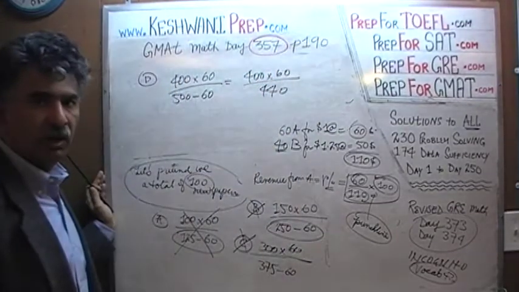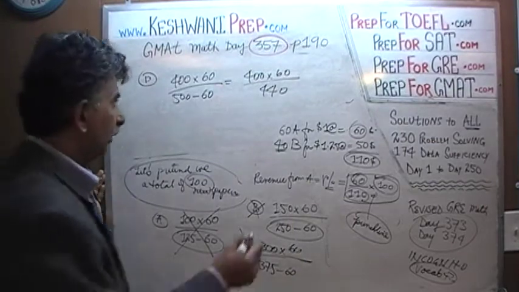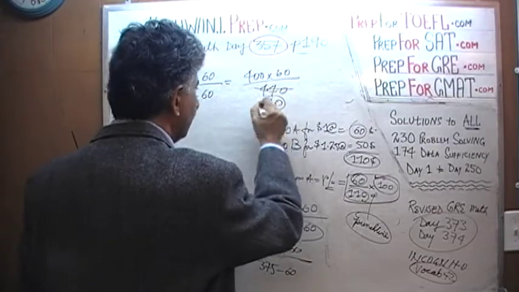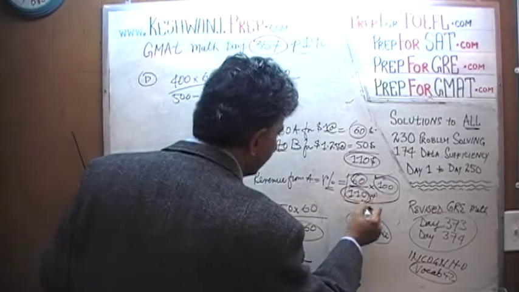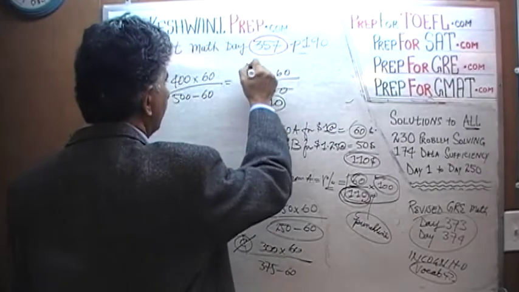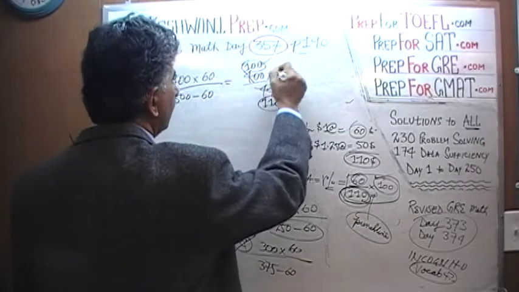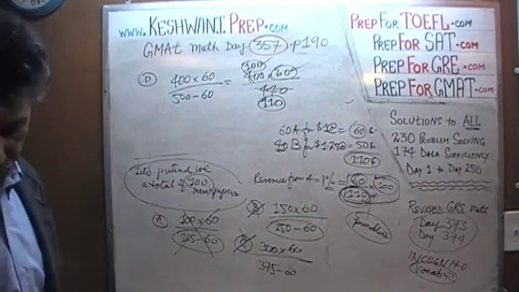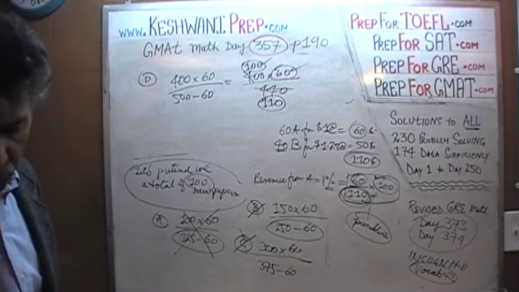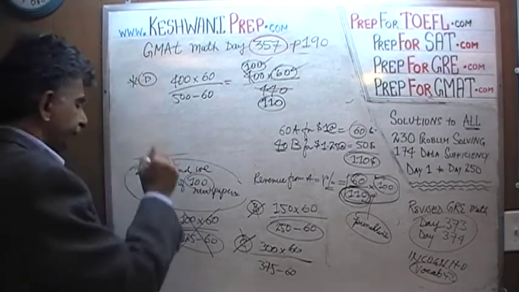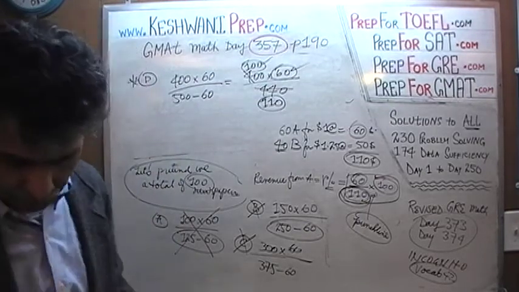And what do you suppose is going to happen if we divide top and bottom by 4? Well, this is going to become 110, which is exactly what we need here. We needed 110 at the bottom. And the top, if you divide by 4, is going to become 100. Voila, 100 times 60 over 110. You can do answer choice E yourself. E is not going to work. The answer is D. Let's go to the next one, shall we?